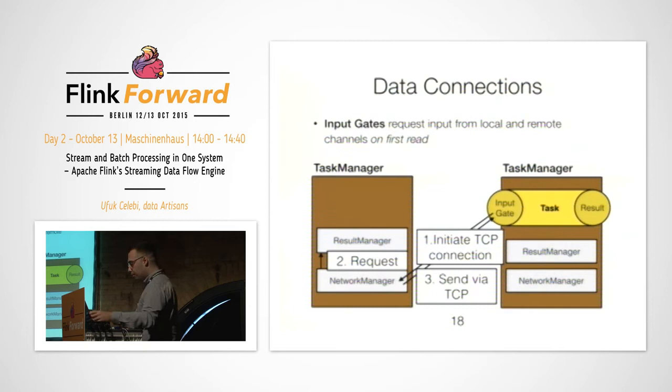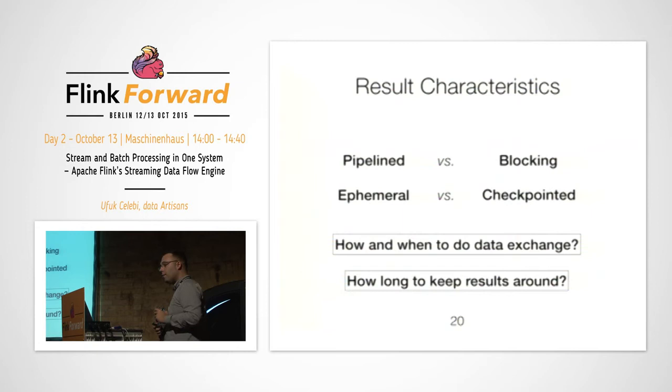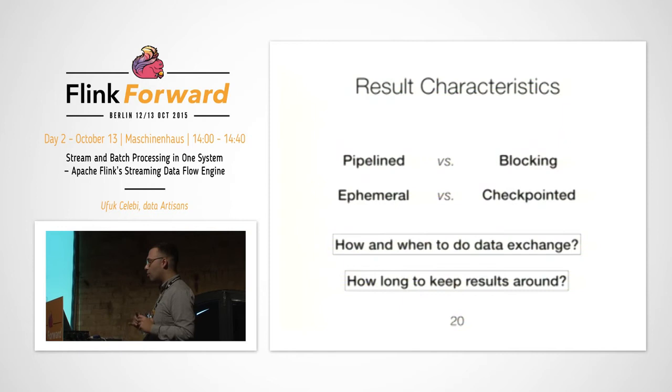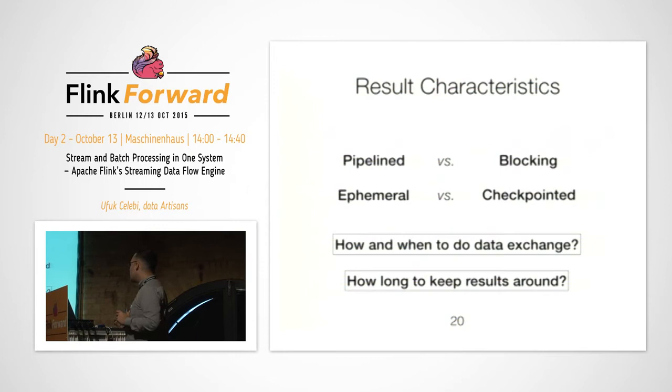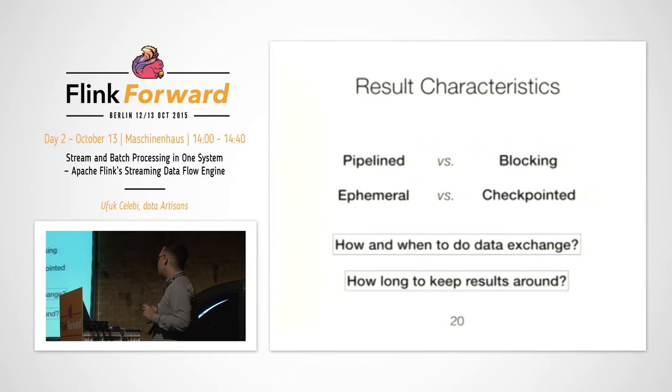Okay? And the interesting thing here is that these results in Flink, they can have different characteristics depending on the type of job you're running. So two questions you can ask about these results are how and when is data exchange happening? This is like pipelined versus blocking results. And how long to keep the results around? Most of the results right now are ephemeral and they are lost after execution, but you can also have checkpointed results which stay around longer.